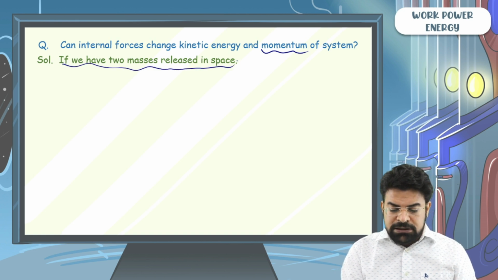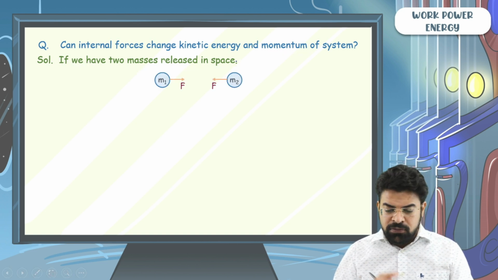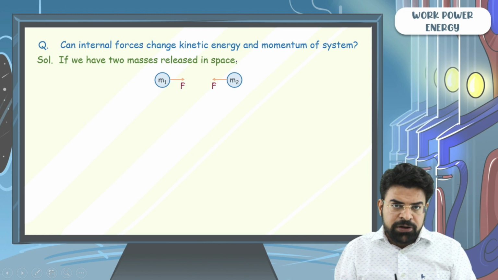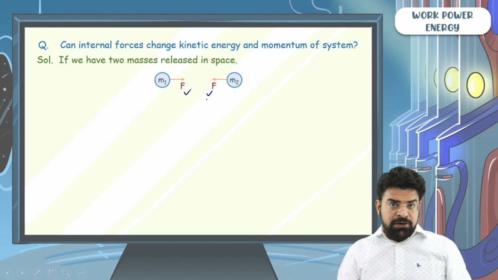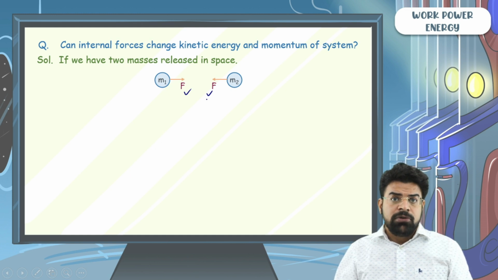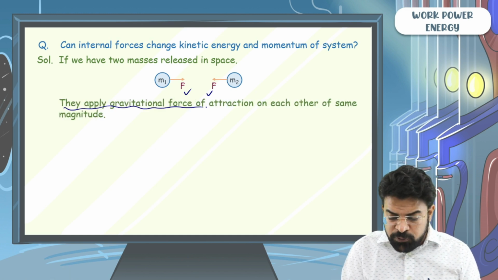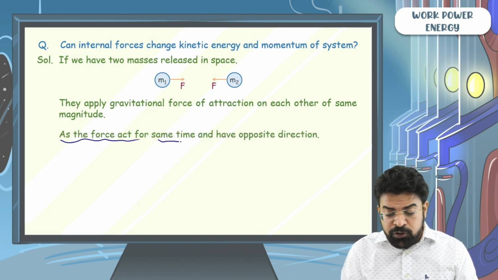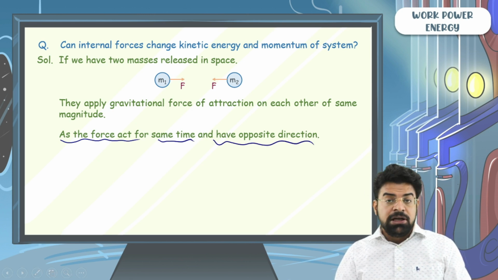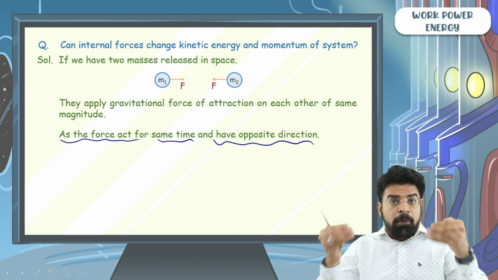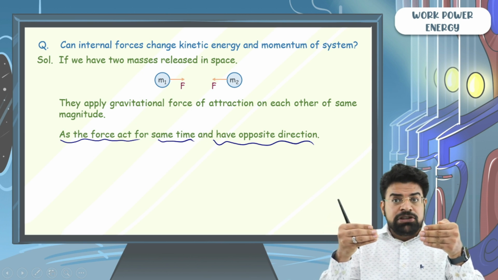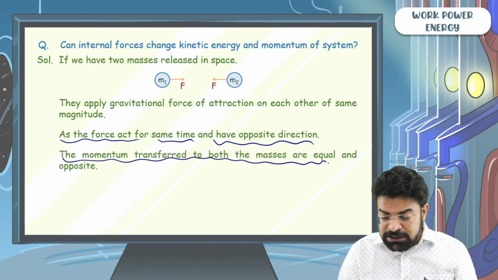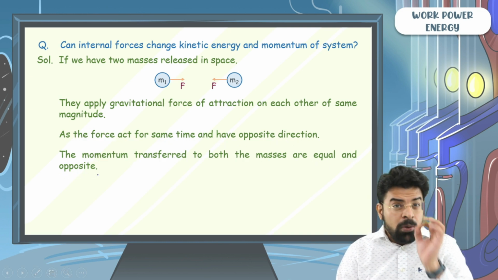If we have two masses released in space, visualize just two masses released in space, and they are moving towards each other under the influence of the force of gravity, the force applied by them on each other will be equal and opposite. So they apply gravitational force of attraction on each other of the same magnitude but in opposite direction. As the force acts for the same time and has opposite direction, both of them develop momentum of the same magnitude but in opposite direction. So the momentum transferred to both the masses is equal and opposite. Momentum is a vector quantity.